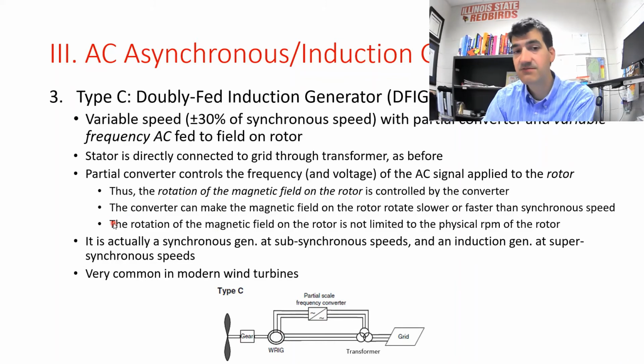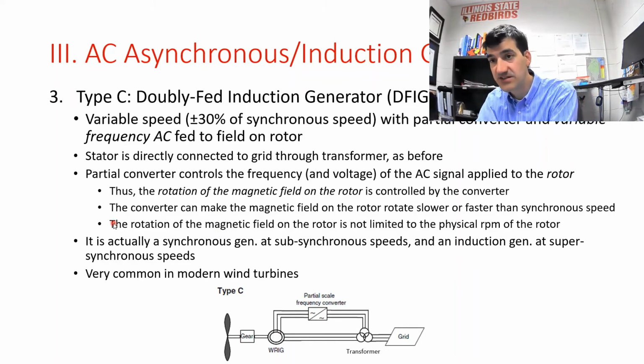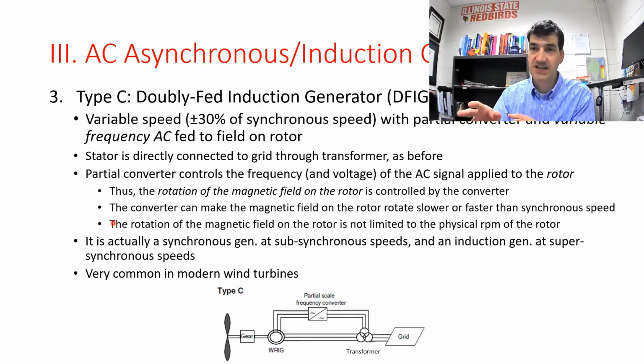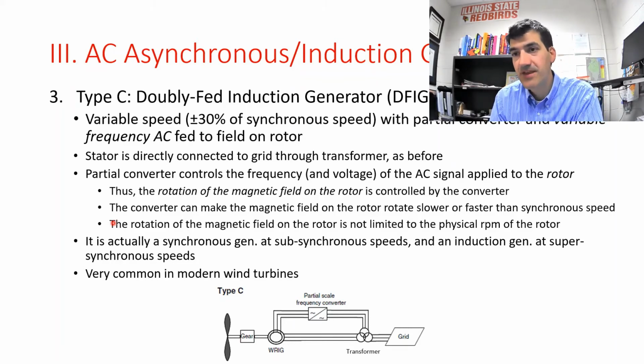And because of this, the rotation of the magnetic field on the rotor can actually rotate faster or slower than the rotor is physically rotating, all right? So that's pretty cool. It's a pretty ingenious design, and it allows us to operate at a much wider range of speeds than the squirrel cage or the wound rotor design allowed us to operate.